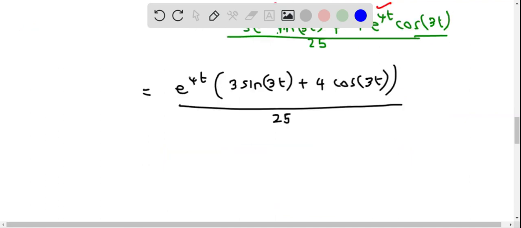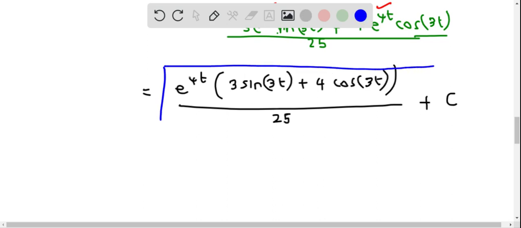I'm sorry, I just forgot to put the integration constant c. So let me put this integration constant. I've just erased this, and this is basically plus the integration constant c. So this is the result of the given integral.